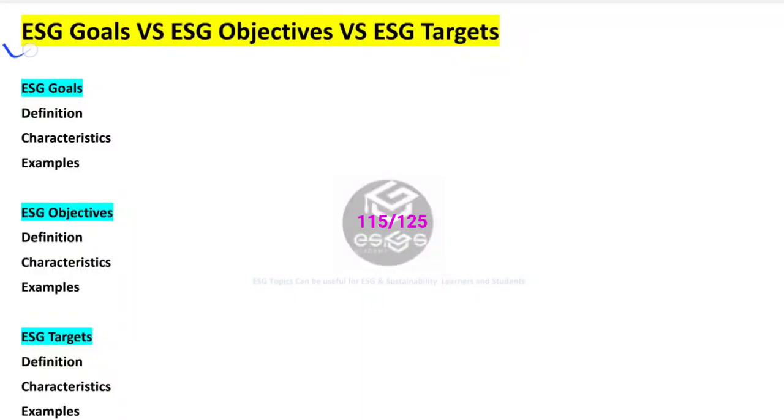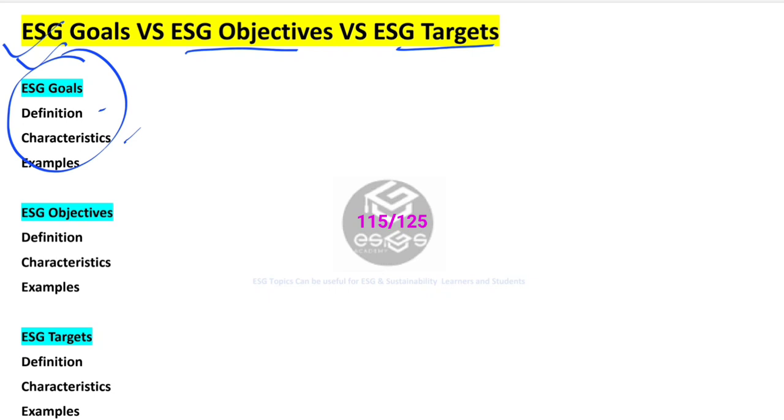So let us start our new topic called ESG goals versus ESG objectives and ESG targets. Understanding the distinction between ESG goals, objectives and targets is crucial for effectively managing sustainability efforts within the organization. Here is how each term is typically defined, and we also see their relationships as well. First we will talk about the ESG goals. We will discuss the definitions, characteristics and certain examples also.